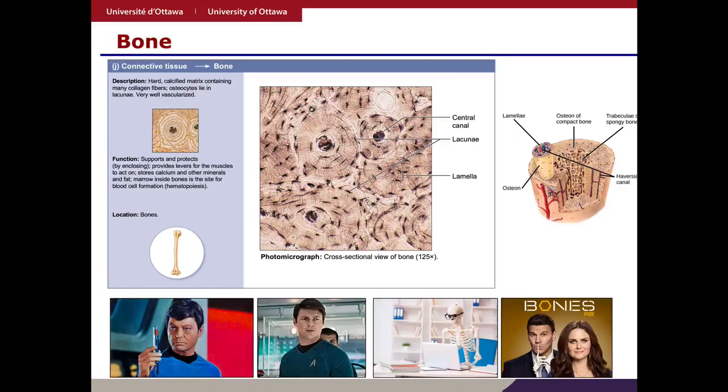Bone has several functions. It provides structural support for the body and protection for vital organs. It also provides an environment for marrow, where blood cells are produced, and finally acts as a storage area for minerals, such as calcium, and fat. As we will learn later, bone is very important in the regulation of blood calcium levels. Cells in our bones are responsible for bone production, maintenance, and modeling.